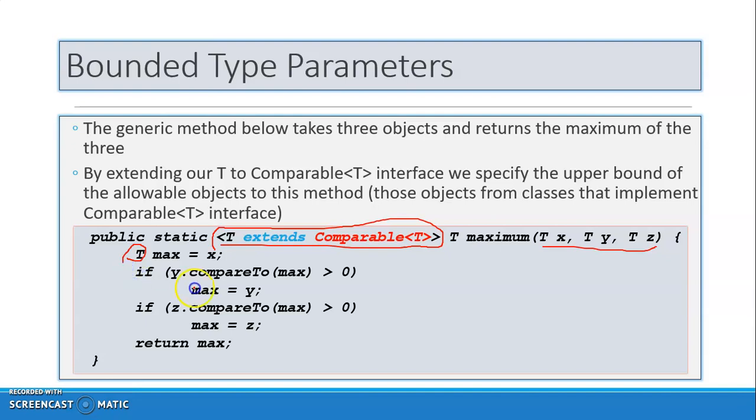So we can have our method like this. If y.compareTo(max) is greater than 0, then max will be y, or if z.compareTo(max) is greater than 0, then our maximum will be z. Then this will return the maximum of x, y, and z. So this is how you extend. We're going to demonstrate using an example in our IDE to see the parameters that can be sent to this. See you in the next video.